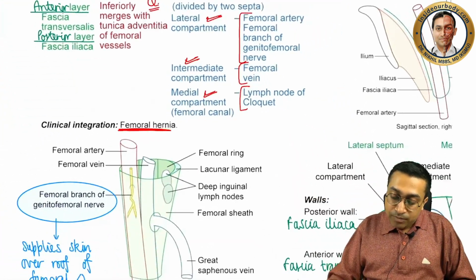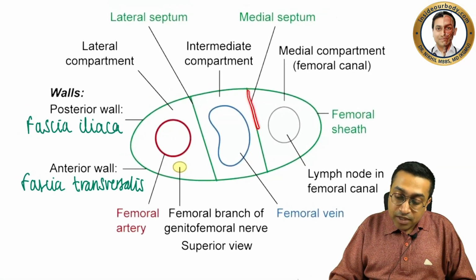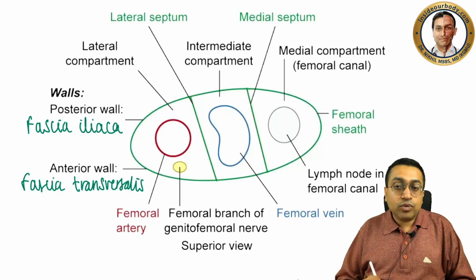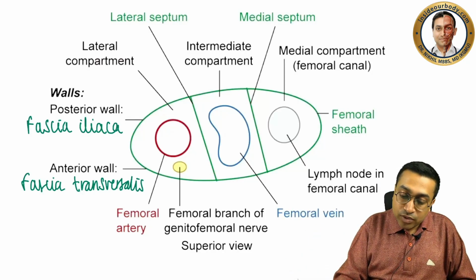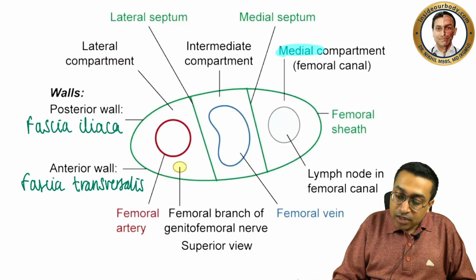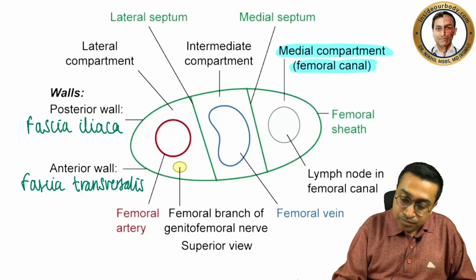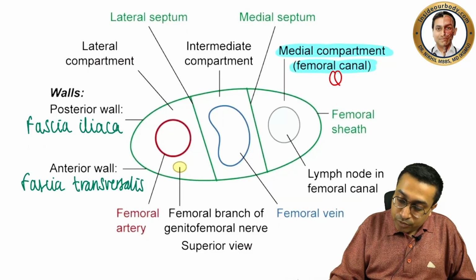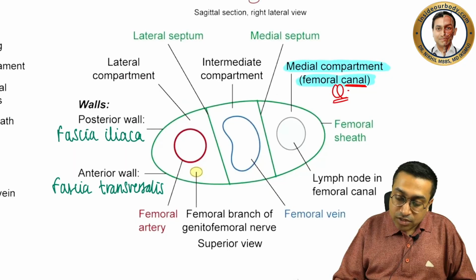And these are the two septa which you can see in this photograph, that is the medial septum and the lateral septum, which are responsible for these three different compartments. And as you can see in this photograph again, the medial compartment is also referred to as the femoral canal. Very, very important. So that is the femoral canal. Femoral canal, femoral sheath, all these structures are important.